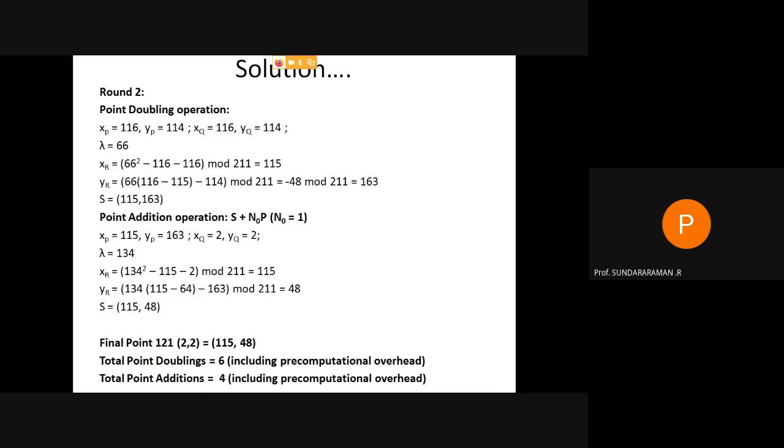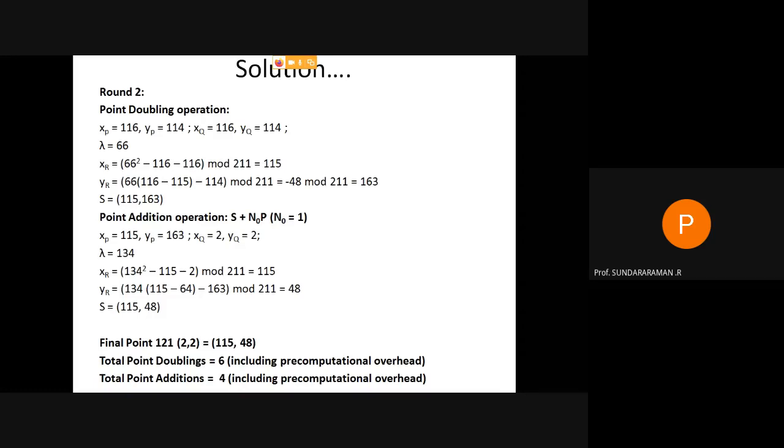So the final bit value is 1. 111, 1001, that is n value equal to 121. What is our objective? We have to perform nG where n equal to 121 and G is equal to 2,2. 121 into 2,2. We are performing now, and we are on the verge of completion of the multiplication process. So point addition operation is equal to S plus N0 P. What is N0? N0 equal to 1, because only one bit. N0 into P is equal to P. So S plus P we have to perform. What is P? The point is 2,2, right?